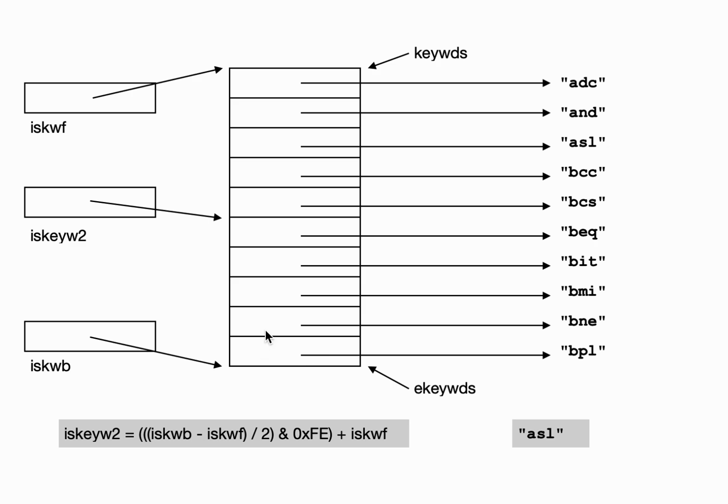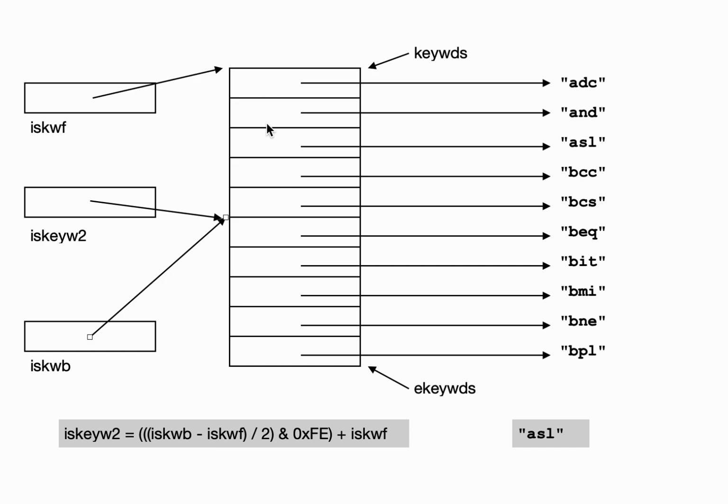So to do that, what we do is we move this thing here to point up here to the same place as isKeyword2. That means that from now on, we're only considering this part of the table here, these entries. And now we go back to the top of the loop. When we go back to the top of the loop, we simply have to do this calculation again.